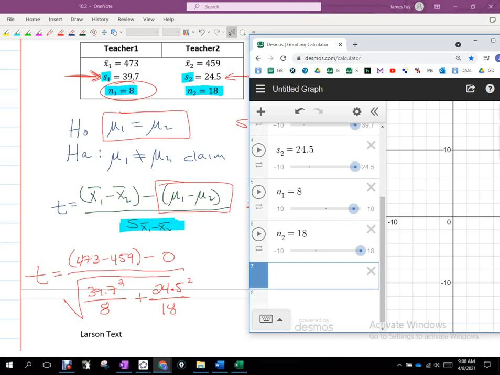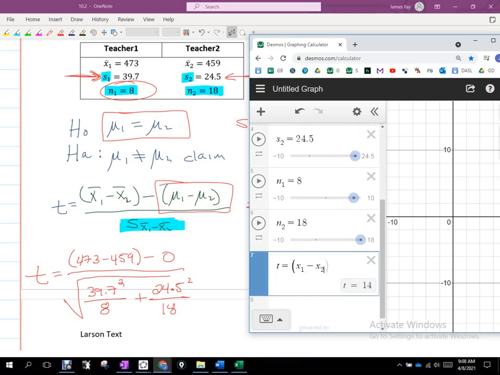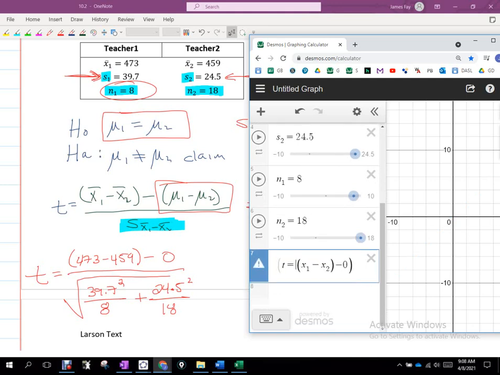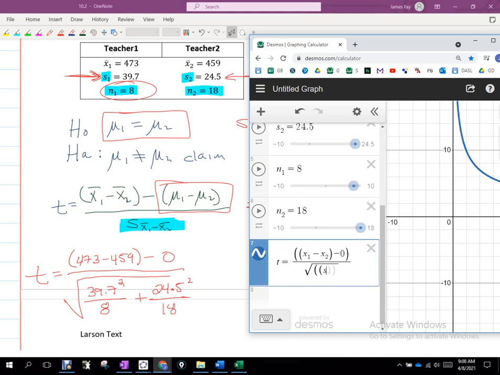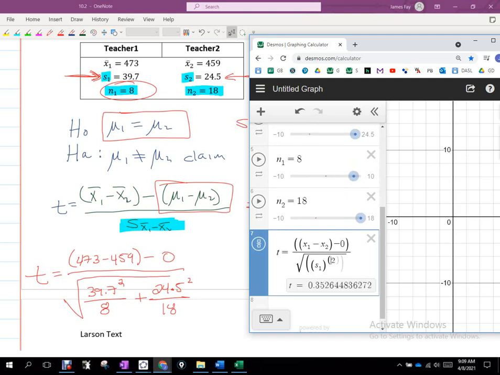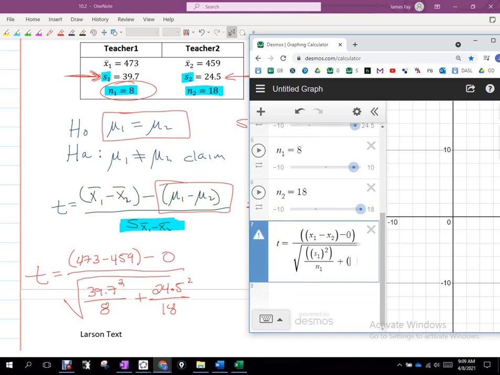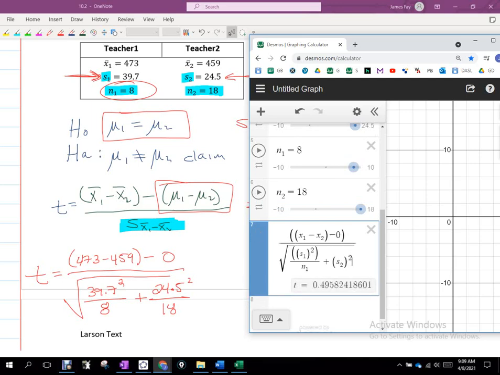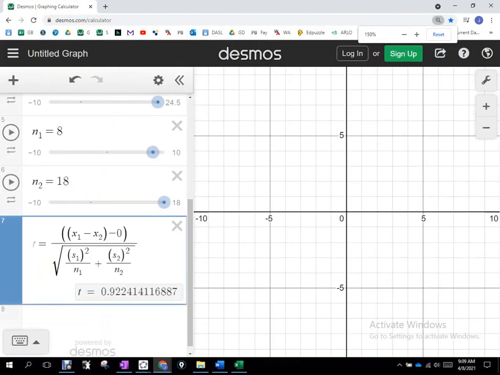So I'm going to write this. I'm going to say T equals X1 minus X2, minus 0, and then divide by the square root of, I think this is probably the best way to write this, S1 squared divided by N sub 1, added to S sub 2 squared divided by N sub 2. Again, these parentheses right here are extra, not necessarily needed, but they didn't do anything wrong for me. So when I do that, it calculates everything for me, right?